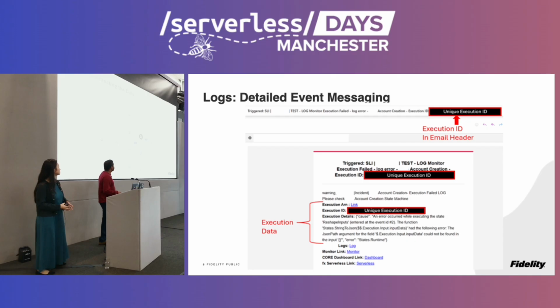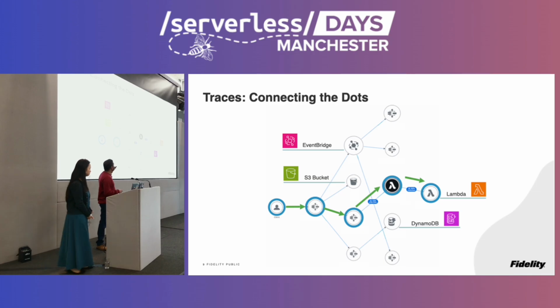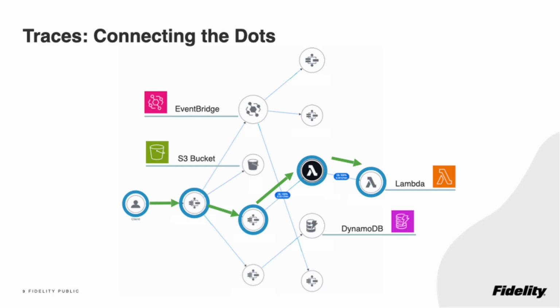All right. Now that we heard about the fancy metrics and logs, which we are all familiar with, let's have a look at this beautiful X-Ray trace map of our parent workflow. As you can see, it is connecting the dots between various distributed services, with each node representing a different AWS service, and the arrows showing the connection between them.